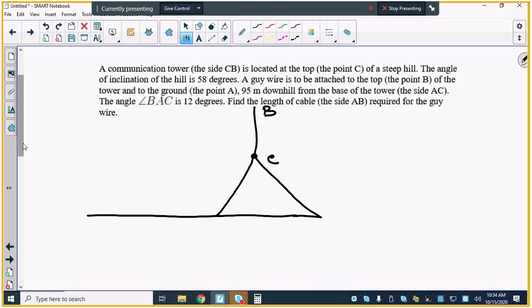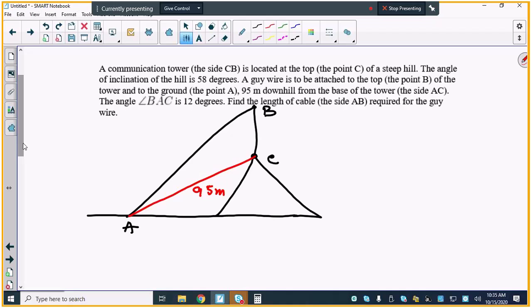A guy wire is to be attached to the top, the point B, of the tower, to the ground, the point A. So something along this line. This is the guy wire, and the point A is on the ground. It is also known that the point A is 95 miles downhill from the base of the tower, the side AC. So basically, base of the tower is C, and from that, downhill distance to the point A is 95 miles. So this is 95 miles.